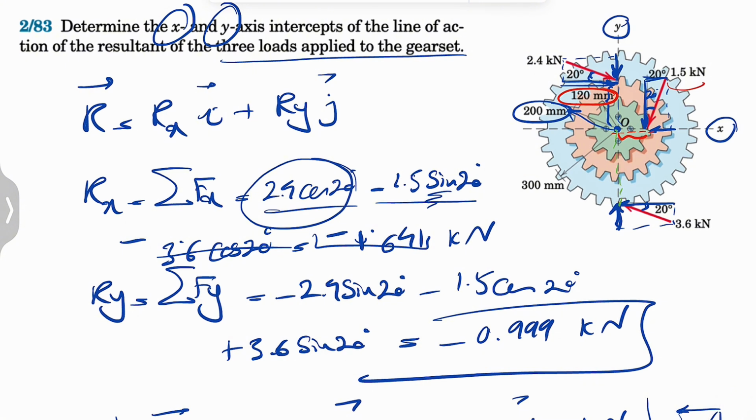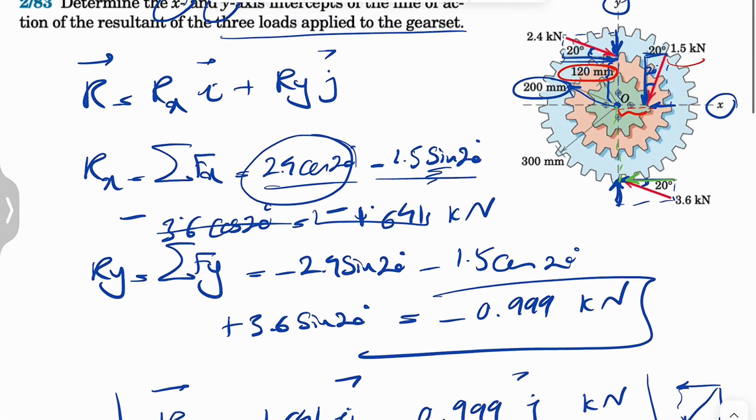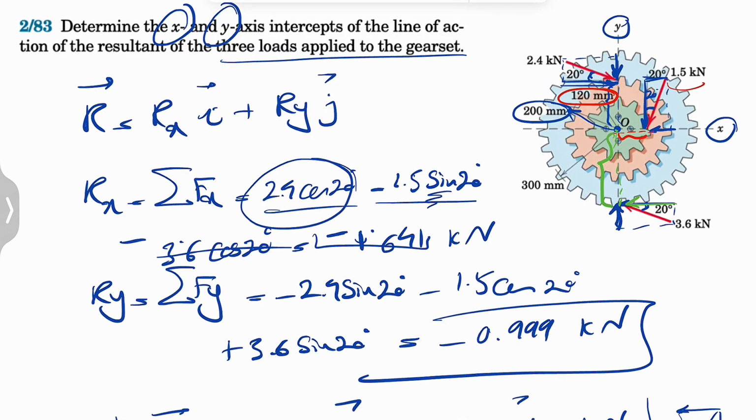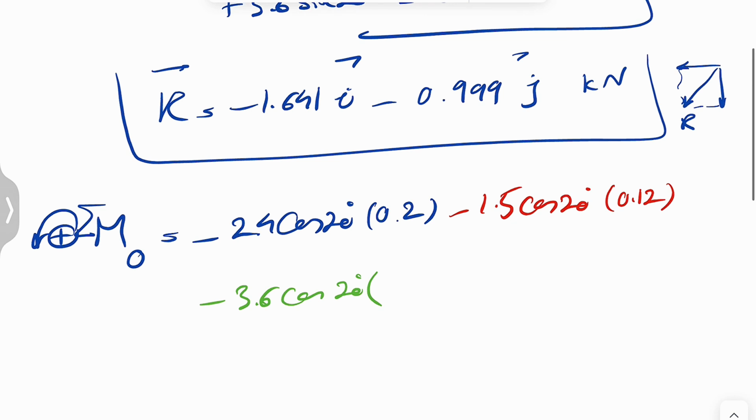And the last one is the moment of 3.6. The y component does not make any moment, but we have the moment of the x. You can see this moment is also clockwise, so negative 3.6 cosine of 20 degrees, and the distance would be the radius of the biggest gear, which is 300 millimeters. So divide by 1000, 0.3, and this is going to give us the moment that we are looking for.